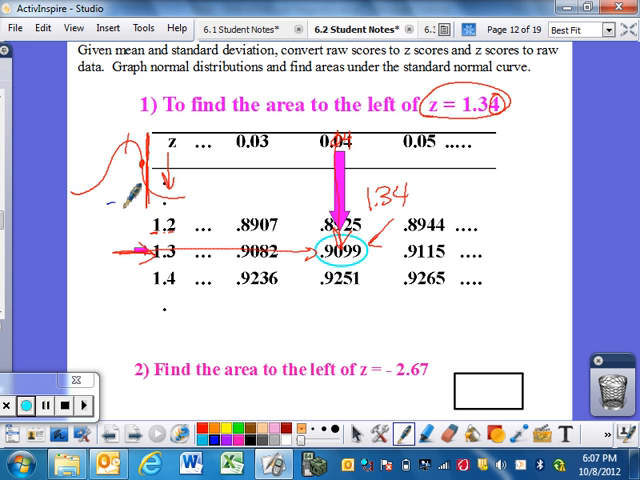90.9% of my data is to the left, this direction. And that's what that means. All the data underneath my normal curve should always add up to 100% or 1. Okay? Let's see if you can figure this one out.